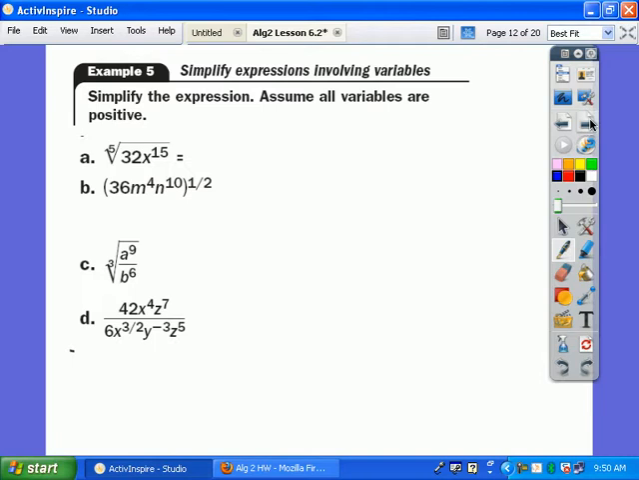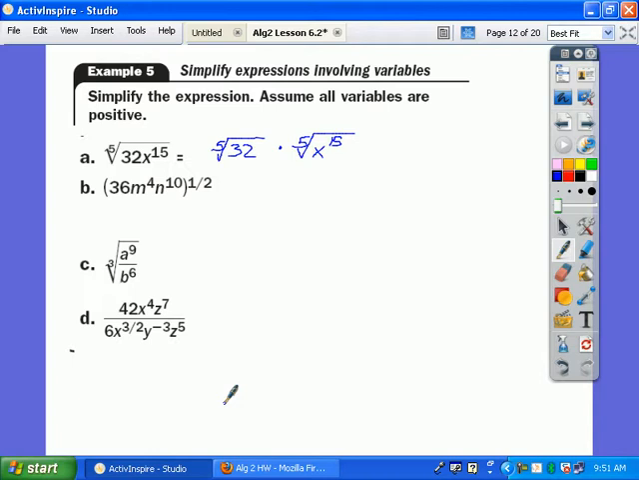So here we go. I'm looking at the 5th root of 32x to the 15th. And so I'm going to break this into 2 pieces. I'll write it as the 5th root of 32, which we should know by now. That should be one that's very comfortable. And the 5th root of x to the 15th. And that's multiplication between there.